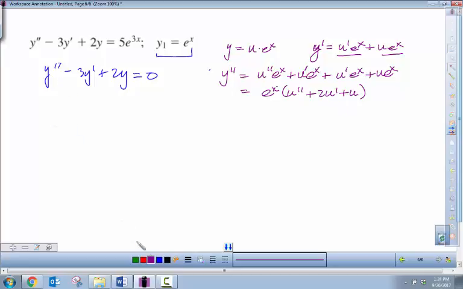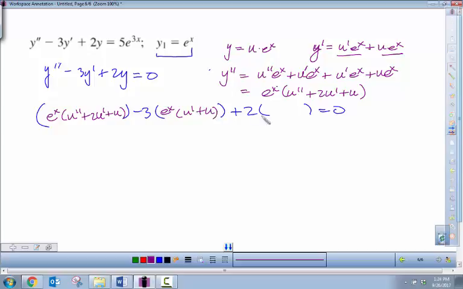All right? So some product rules. And then we're going to plug it into this differential equation now. We got y double prime minus 3y prime plus 2y equals 0. Put those values in. e to the x times u double prime plus 2u prime plus u, minus 3 times e to the x times u prime plus u, and then plus 2 e to the x times u.